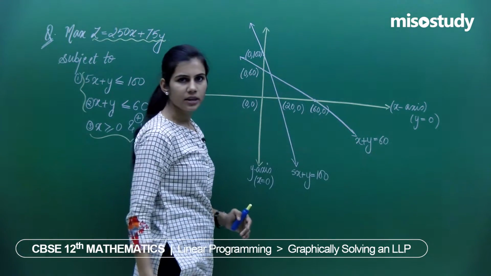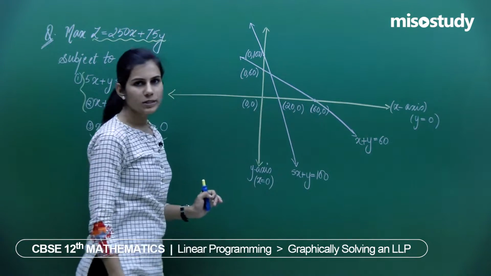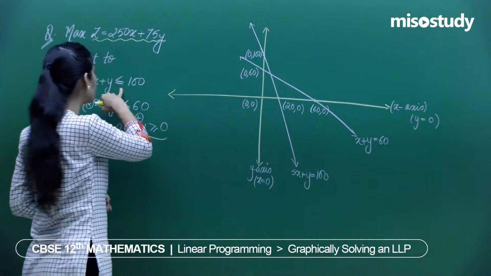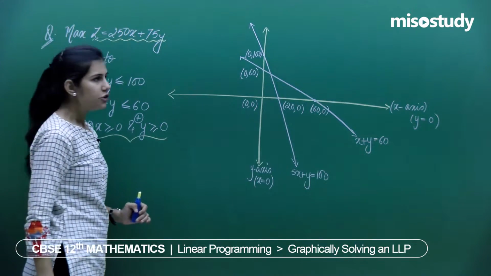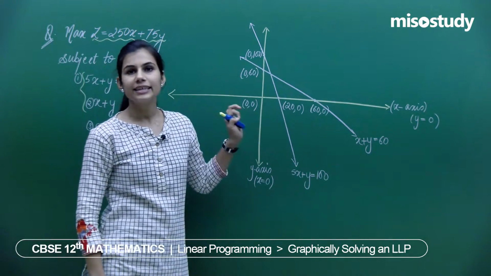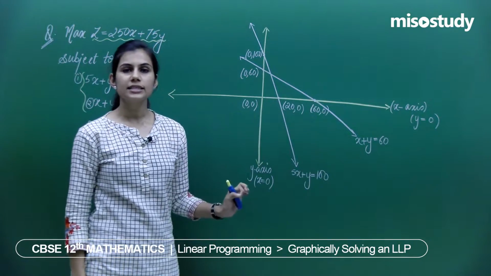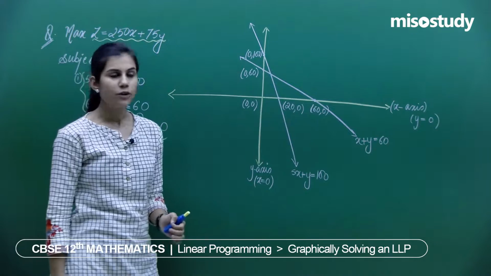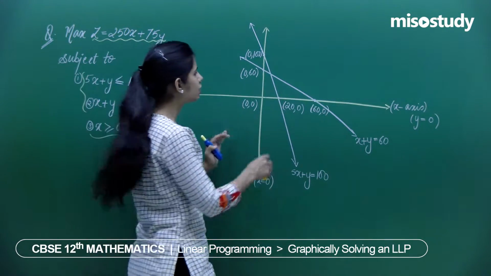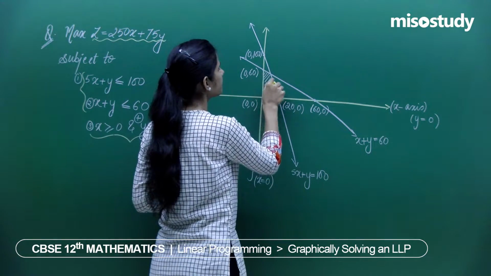When you talk about those points which satisfy this inequation also, this inequation also, this inequation also, this inequation also, you are interested in finding that region which is the intersection of all the regions represented by all the 4 inequations. And when you actually consider that region, it comes out to be this region.